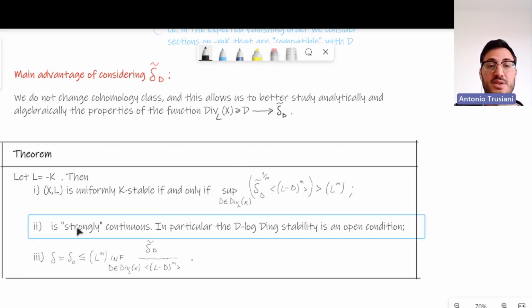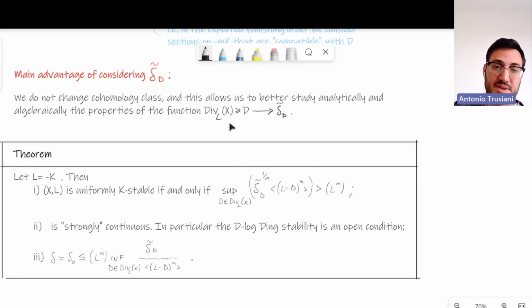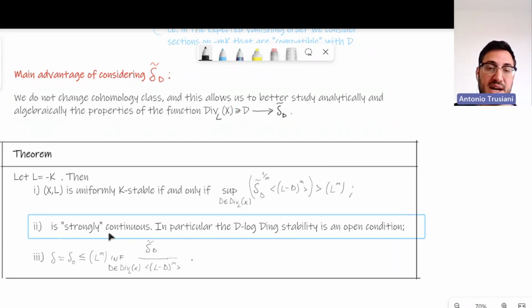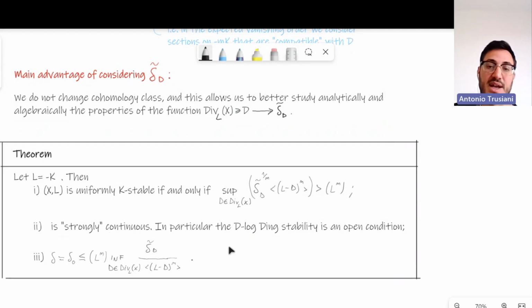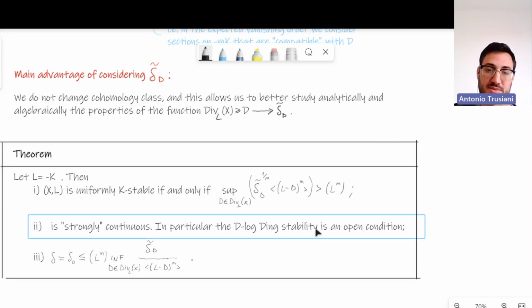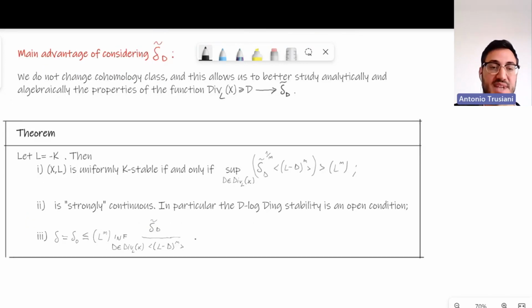Moreover, this function is strongly continuous. So there is another topology on this set, Div(X). And this strong continuity implies that this notion of stability is actually an open condition. Moreover, we also have an obstruction to uniform K-stability, studying what happens at singular guys. This is the usual delta invariant, and the infimum is over all possible D. So if this quantity is small enough, then delta is smaller than 1, and you are not K-stable.